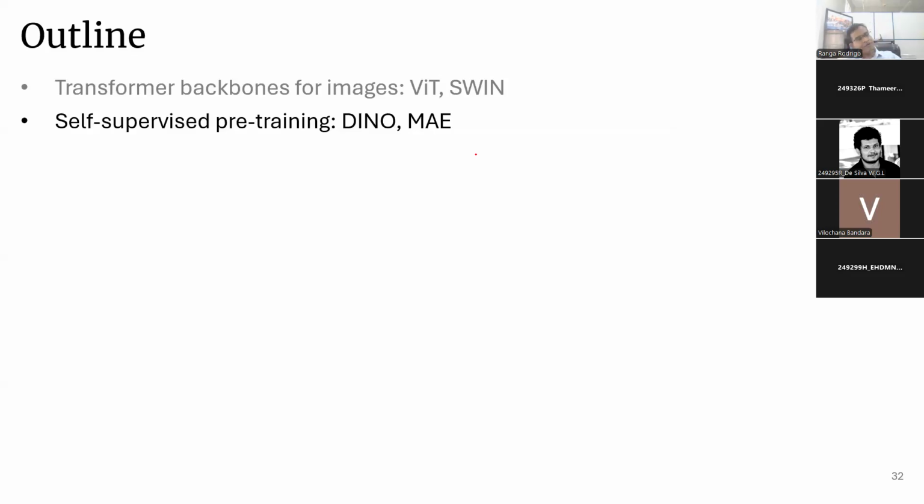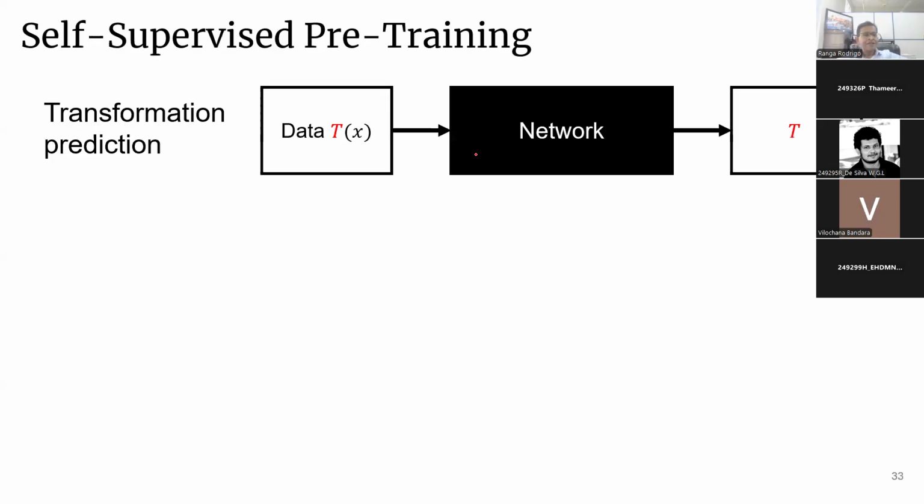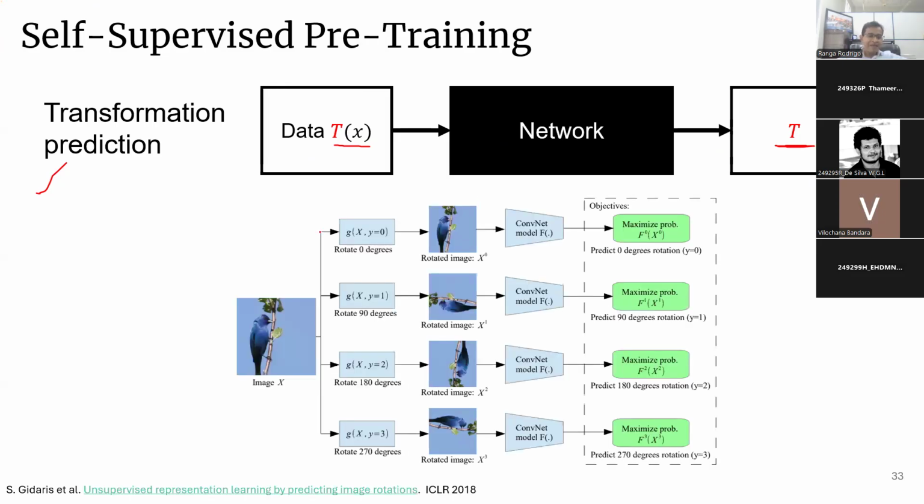Okay, so let's look at how this has been done in images. In self-supervised pre-training, transformation prediction is one that we can do. You have data X and T(X), you have the network, and then you predict the T. For example, you have an image X, an image of a parrot, and you produce the original image and rotated images, and then you run the same convnet and you have to predict 0 degrees, 90 degrees, 180 degrees, 270 degrees. What a cool idea, right?